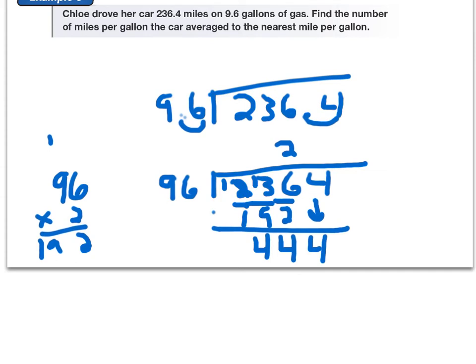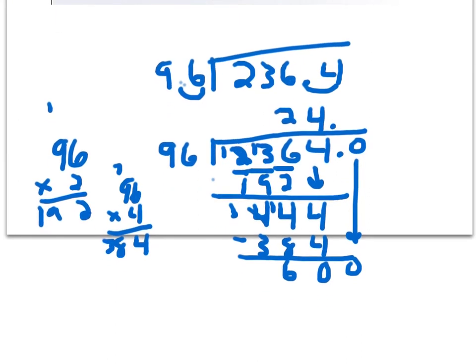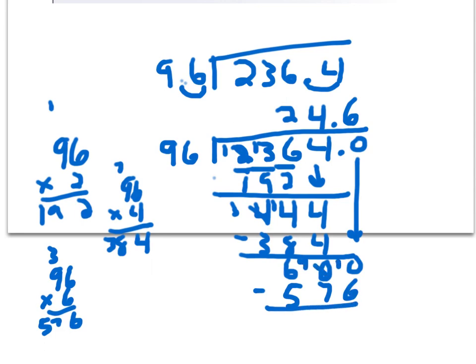And 96 goes into 444. We have to figure out how many times that's going to go in there. And it's going to go in there about 4 times. Now 96 times 4. 24. Okay, 2, 36, and that's 38. So 384. I subtract, 60. Now I got to keep going. So 96 goes into 600. That's going to go in there about 6 times. And 96 times 6 is 36. Carry the 3, that's 576. I subtract. That's 24.